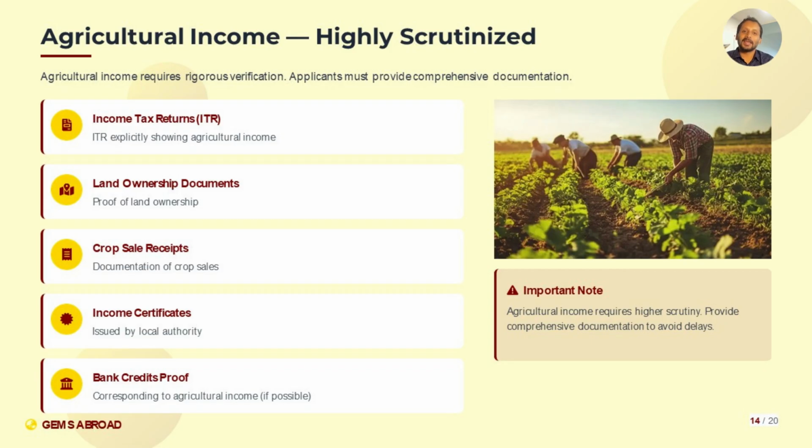Agricultural income receives exceptional scrutiny in Australian student visa applications from India. If your financial support comes from agricultural sources, you must provide 5 specific documents. First, income tax returns specifically showing agricultural income. Second, land ownership documents proving the agricultural property belongs to your sponsor. Third, crop sale receipts documenting actual revenue from agricultural production. Fourth, income certificates from local government authorities validating the agricultural income claims. Fifth, bank statements showing deposits that correspond with claimed agricultural revenue. Missing any of these 5 documents significantly reduces the chances of agricultural income being accepted as valid financial support.